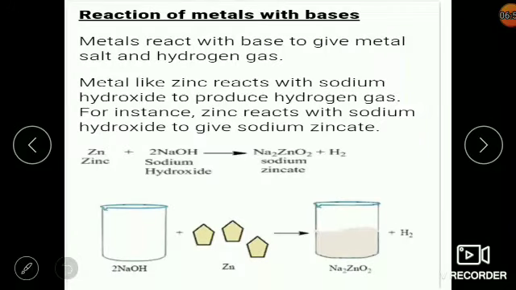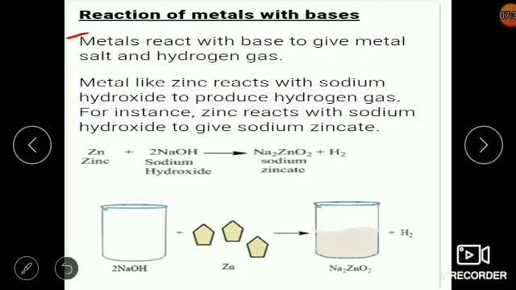Okay, next type of reaction is the reaction of metals with bases. In the same way, metals react with bases as well. So metals react with bases to give metal salt and hydrogen gas. But here you have to remember that this reaction is not true for all metals. Only a few metals will react with a few bases to form the salt and hydrogen gas. Okay, it's not open for all. It's not an open category reaction, but it is an exclusive reaction. So some metals react with some bases, and if they react, they will form salt and hydrogen gas.